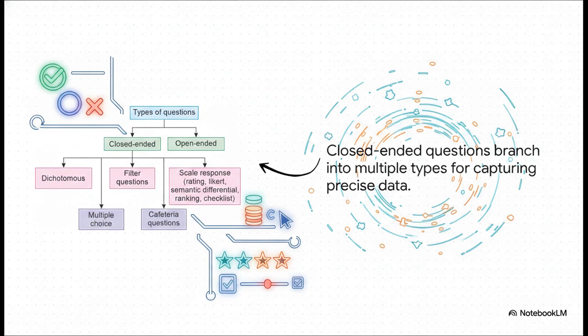Now, what's really interesting here is how these closed-ended questions branch out. It's not just one thing. You've got your dichotomous questions. That's just a simple yes or no. Then you have multiple choice, which, we've all seen. And then you have scales, like a Likert scale, that asks you to rate something from, say, strongly agree to strongly disagree. Each format is like a different tool designed for a very specific job.